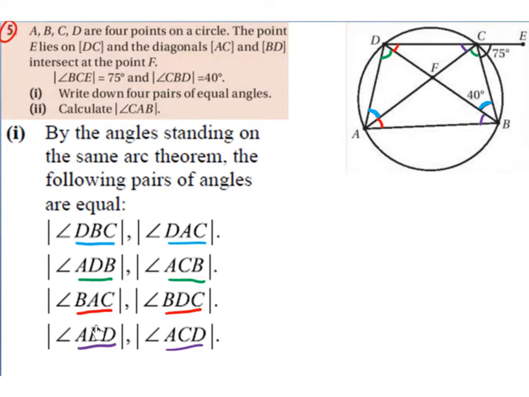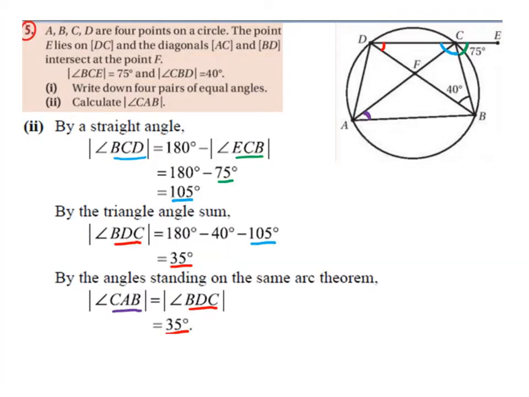And then the angle ABD, drawn in here in purple, is equal to the angle ACD, drawn in here in purple. And this arc they're standing on is the arc AD. So we have the angles in purple are equal. So these are our 4 pairs of equal angles.